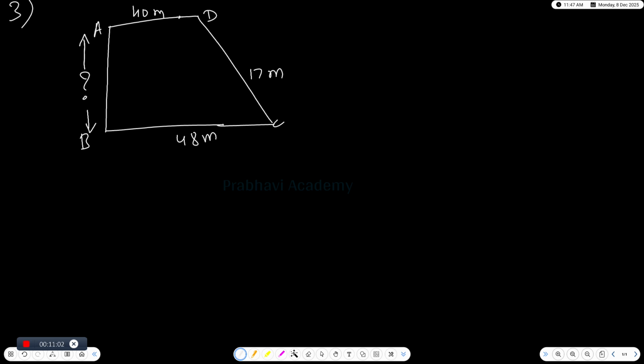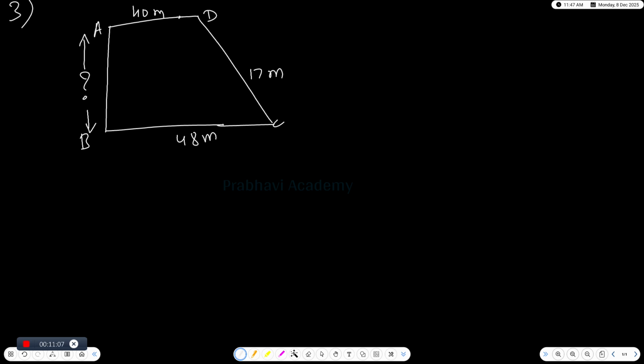Here the diagram is a trapezium or the quadrilateral, otherwise you can say quadrilateral. A, B, C, D are the vertices and BC is 48 meter, CD is 17 meter and AD is 40 meter. AB is question mark.